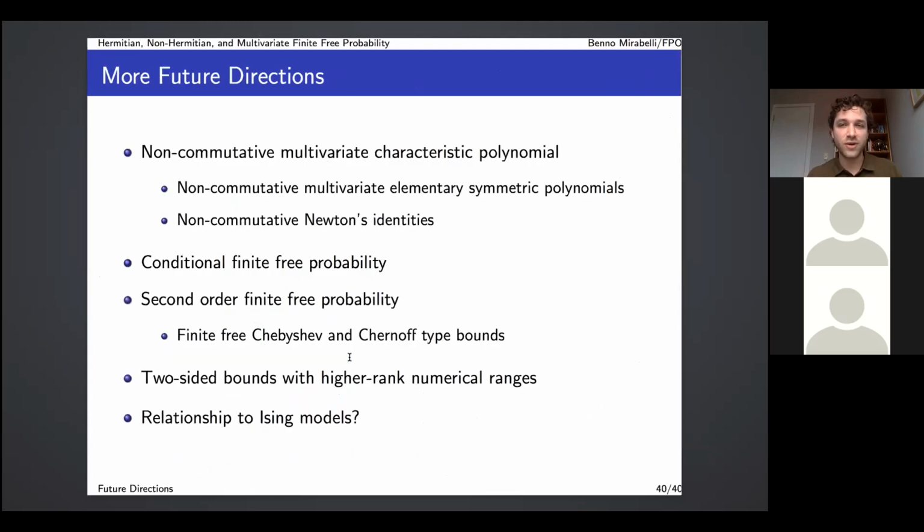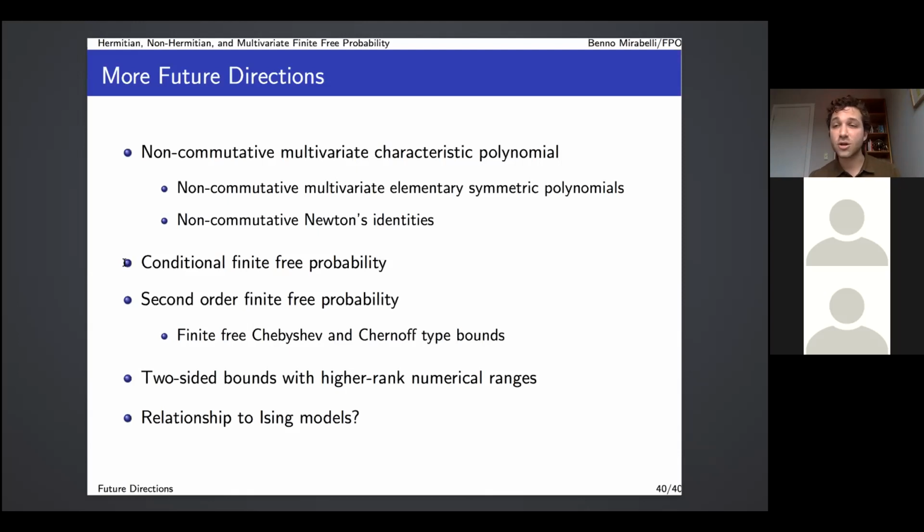A few more future directions I think would be interesting to investigate. We have the non-commutative star moment generating function, or multivariate moment generating function, but we only have the relaxed version for the characteristic polynomial. Could we define some sense of a non-commuting characteristic polynomial? Does such a thing already exist, or could we define one? That would give us some sense of non-commuting elementary symmetric polynomials, and maybe even a way of going back and forth with some non-commuting generalization of Newton's identities.